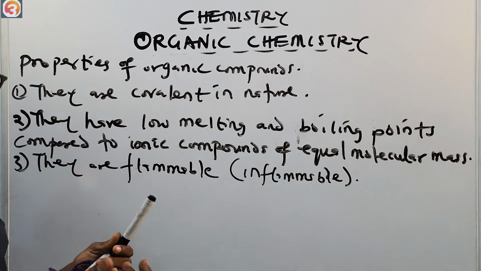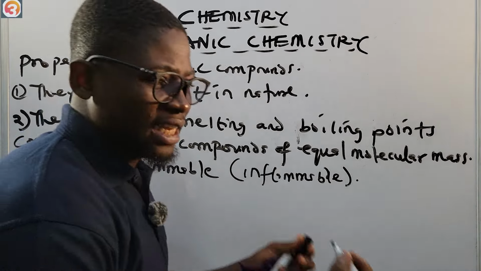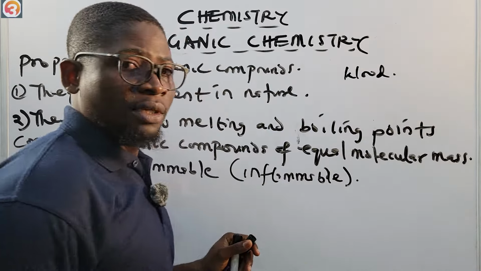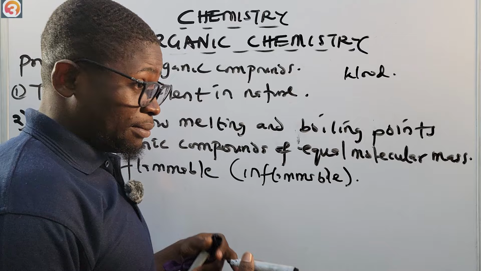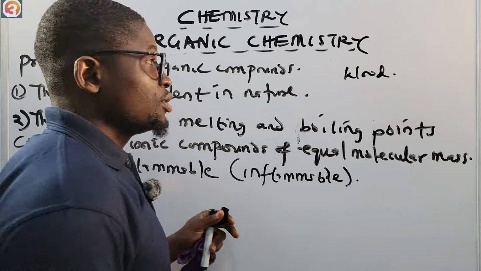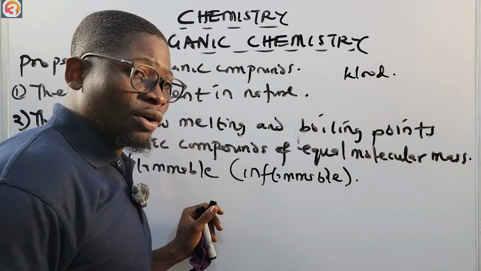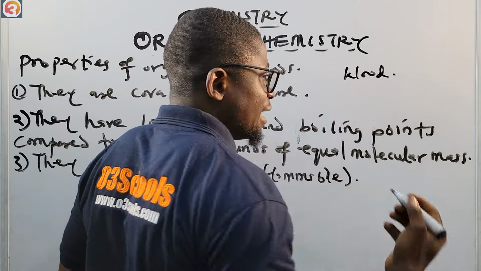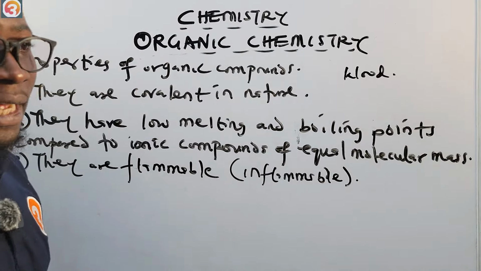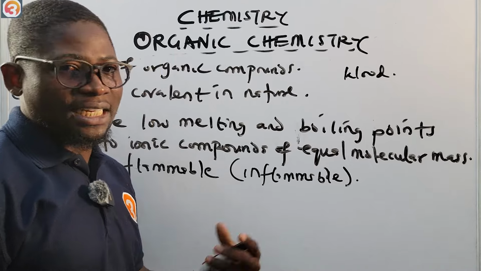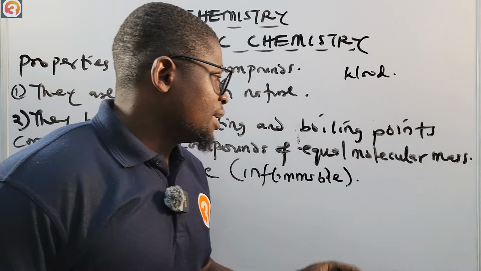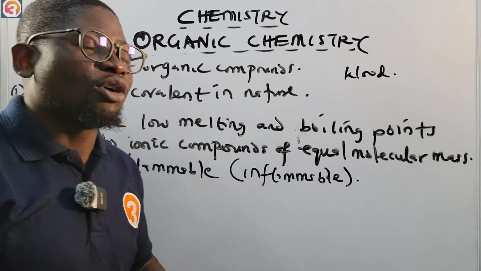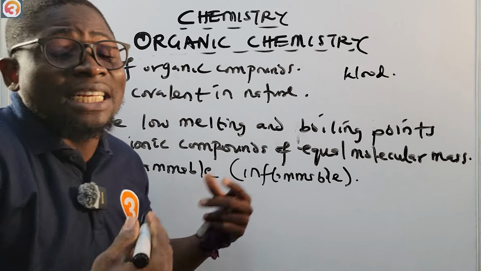Flammable means that you can set them on fire, for example wood. I'm not saying wood is an organic compound. When we say something is flammable, it means you can set it on fire. You carry matches, dried grass, and then you light the matches, and it catches fire. Inflammable means it can ignite itself, burn, and catch fire without any inducement.